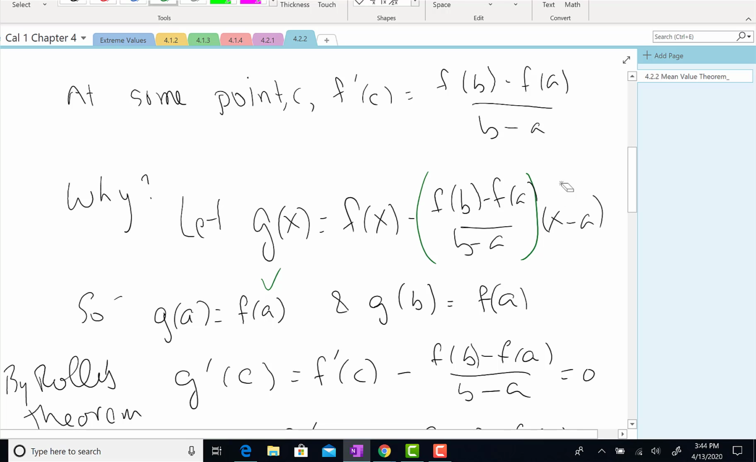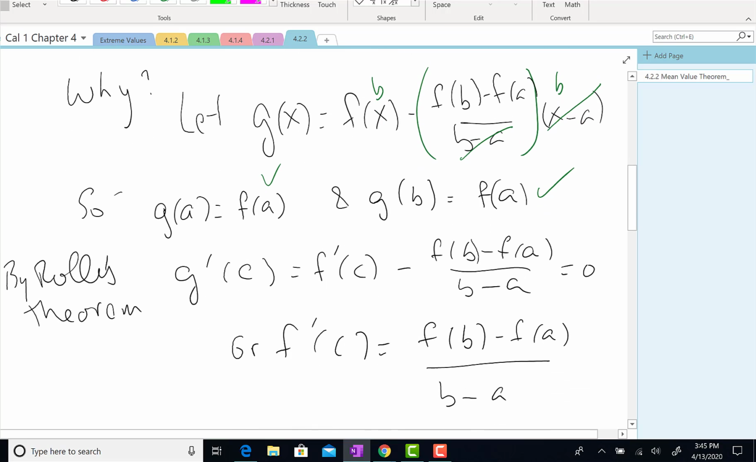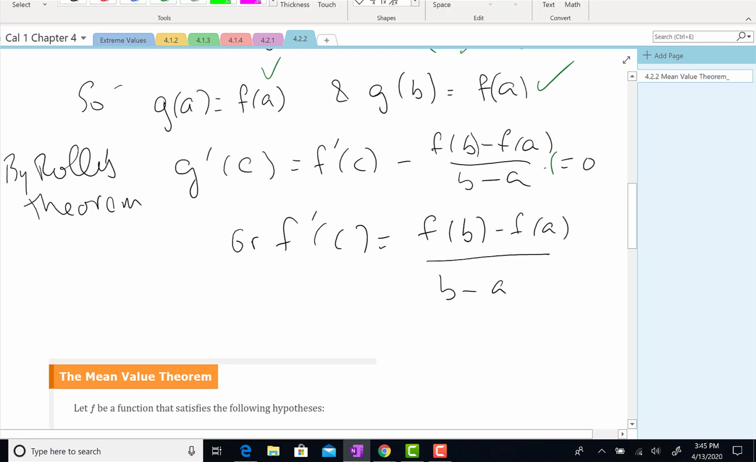On the other hand, if we substitute b in for x, the b minus a and the b minus a would cancel. We would have f of b minus f of b plus f of a, minus f of a, so we would get f of a. So we've met the conditions for Rolle's theorem. And so the derivative, f prime of c, minus this constant times the derivative of x minus a, which would be 1. If we set that equal to 0, we would say f prime of c is equal to f of b minus f of a over b minus a.